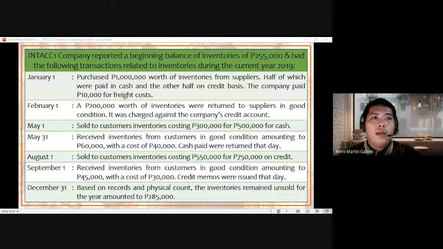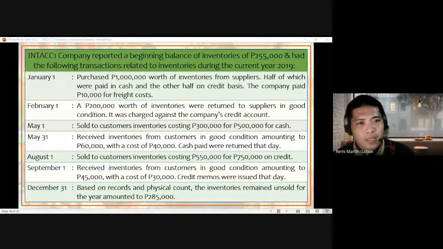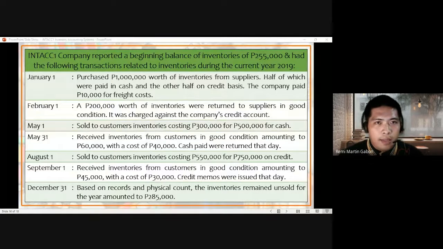That's the first rule in problem solving. We have to verify, lalo na yung mga pre-computed amounts. 285 is a pre-computed amount. Hindi ko pinakita how is 285 computed. So, kaya tinatanong ko kayo, how is 285,000 computed? Okay? So, meron tayong beginning inventories, purchases, sales, returns, and yan nga. So, paano? Sige, I will wait. Marami pa tayong oras actually.